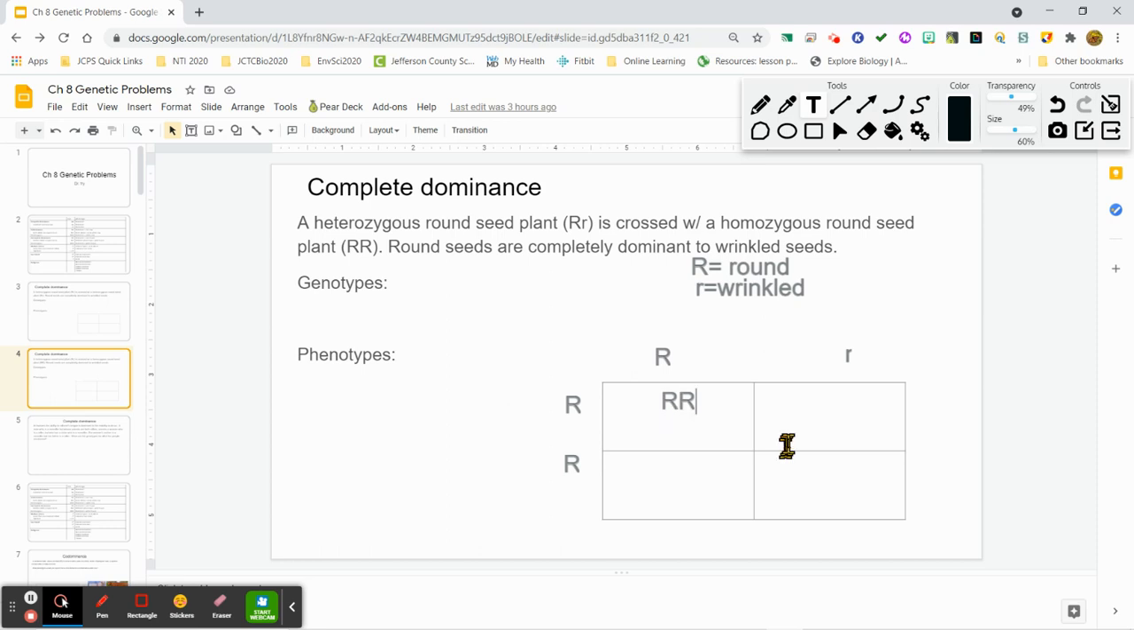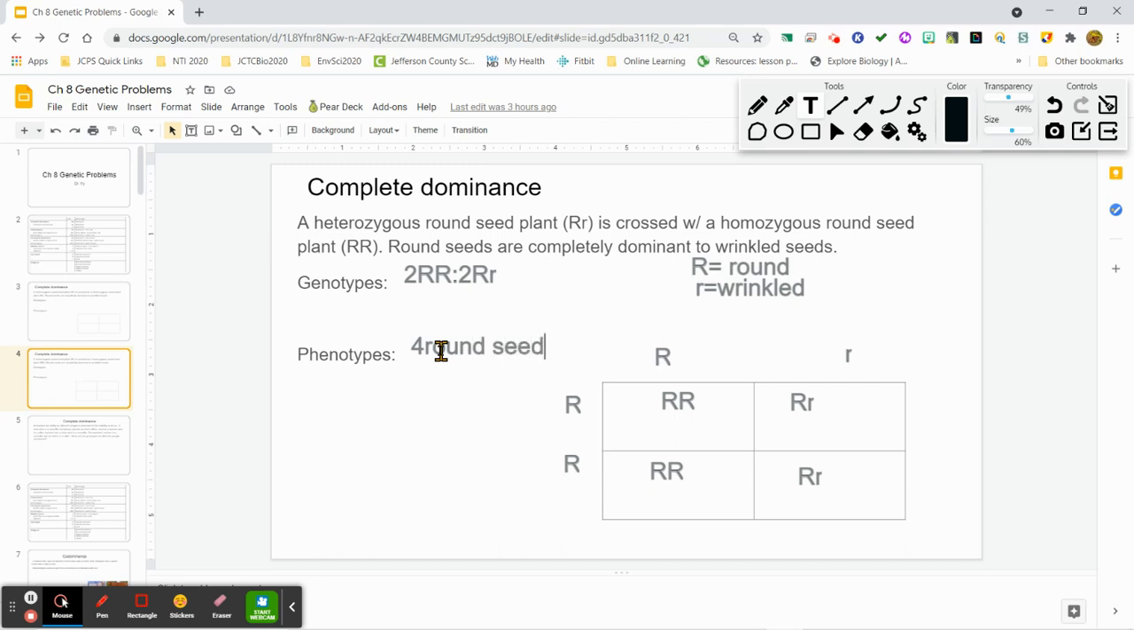And now you're going to fill those in. So each parent here is going to give a big R. One parent's going to be a big R, and this can be a little r. Both parents here are going to give a big R. One parent here is going to be a big R, little r. All right. So now we're going to come up here and do the genotypes. So now you are going to have two big R big R, two big R little r. Or you could also say that's 1-to-1, right? So there's 50% big R big R, and 50% heterozygous. And now the phenotypes, you're going to have four round seeds, right? Or 100% round seed, because they all have a big R, all right?